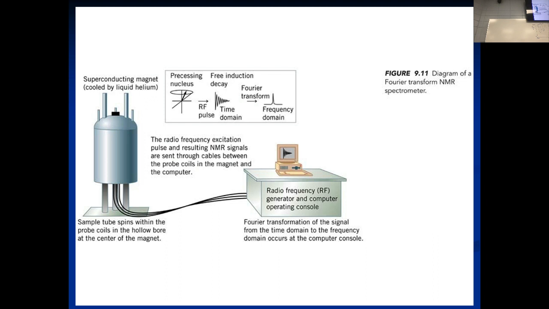So this magnet is cooled down to liquid helium temperatures, and it's a superconductor. It creates this huge magnetic field. And what we do is we put your sample in through here, down into the coil, what we call the coil, and it's now inside this big magnetic field.